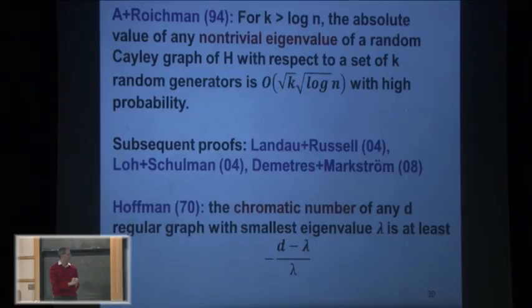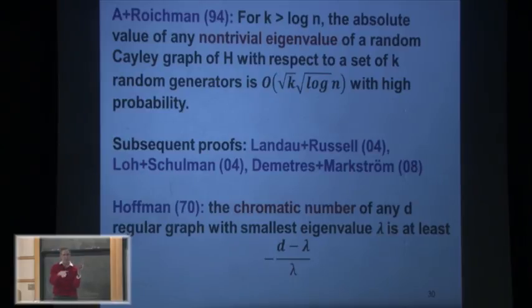And then there is an old result of Hoffman. Actually, it proves something much more general, but this is what it gives if you plug it in the case of regular graphs, which is simple. And this is the chromatic number of any d-regular graph with smallest eigenvalue lambda.